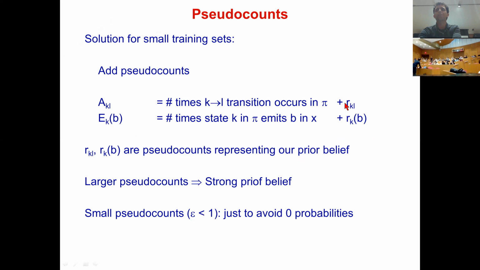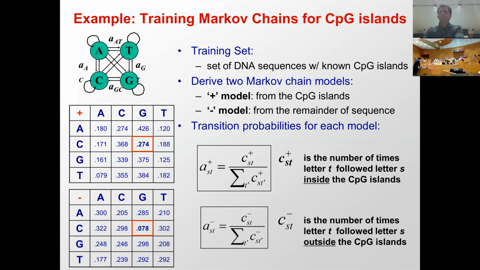This R can be simply the rate that I expect, and then I can adjust that rate based on my observations. So larger pseudo counts correspond to a stronger prior belief, and with small pseudo counts, I can just avoid zero probabilities. Is everybody here with me on the supervised learning and then adding pseudo counts to avoid overfitting? Okay. And this is exactly how we had ended up with these numbers.